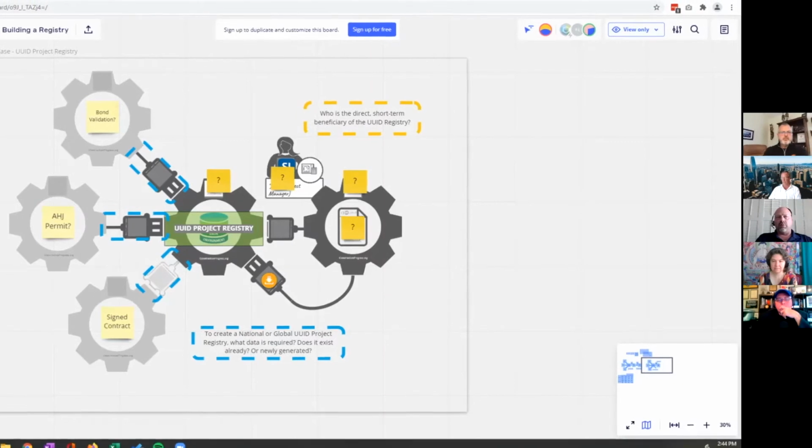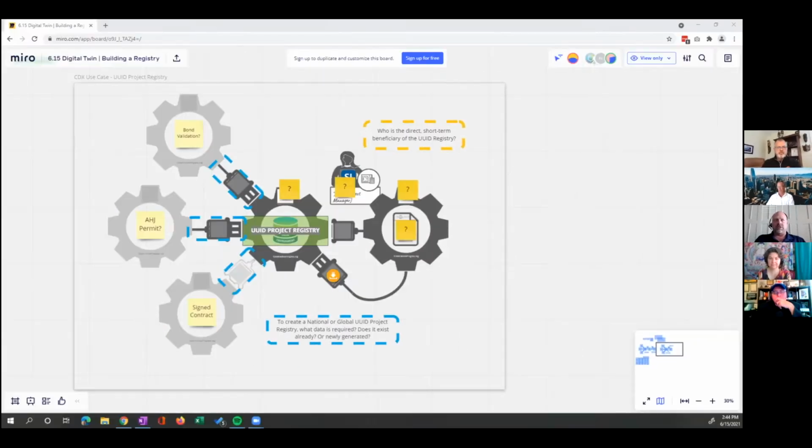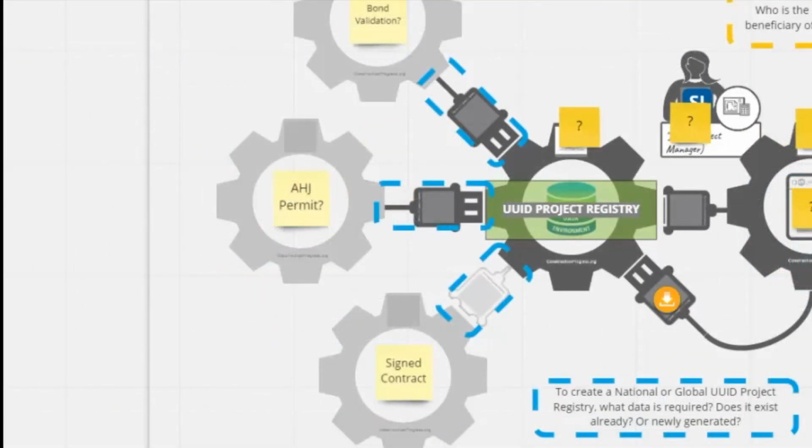So I'm going to open this up to the larger group to kind of give some feedback here and start answering some of these questions, right? Let's start on the left-hand side of the page here. What are the elements that we need to be associated with that project ID, that universal ID?